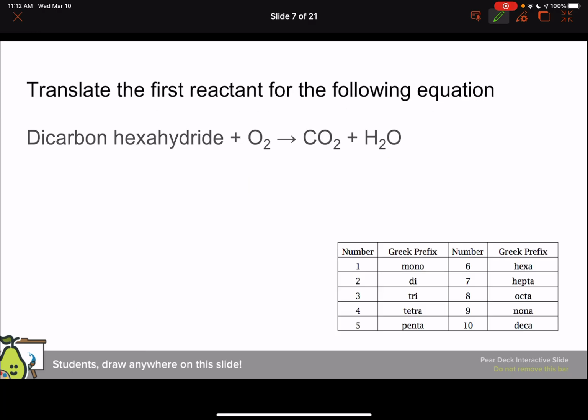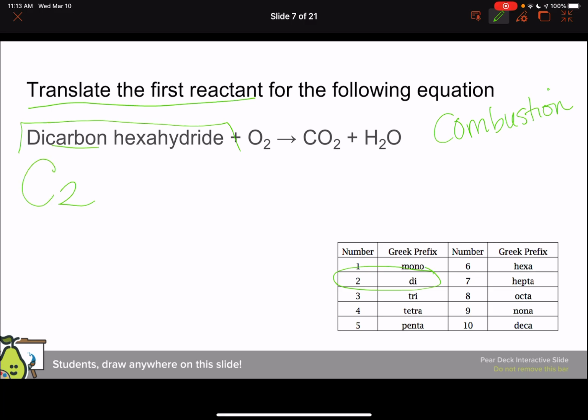Now this one says translate the first reactant for the following equation. So we're translating dicarbon hexahydride for this combustion reaction. What we need to do is look up what is di. We'll see that di is 2 and then carbon is going to be C. Now remember our prefixes come before when they're in word form, but when they're in number form, they'll be on the back end of it. So then we find hexa. Hexa means 6 and hydride is H. So we're going to have C2H6 as our hydrocarbon for this combustion.